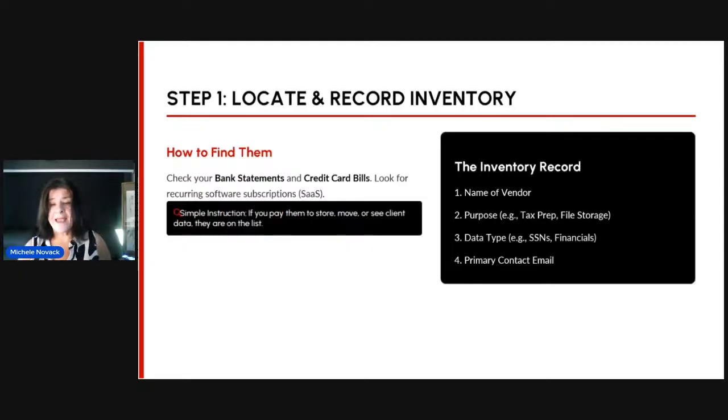You have to map everything. It's very important you understand where your data flows. Follow the money, I always say. If you pay for it, it's a vendor. If it's free and touches clients' data, it's a high-risk vendor.